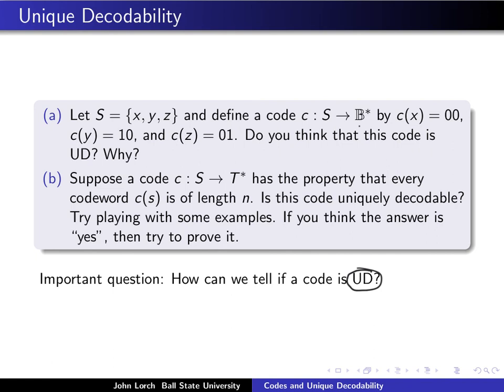Now in question B, let's suppose we have just a code C from S to T star, and it has the property that every code word has the same length, right? Like in part A, every code word was of length 2. Let's suppose we have a code where every code word is of length n. Do you think the code is going to be uniquely decodable? So I want you to try to play with some examples. And if you think the answer is yes, then try to prove it.